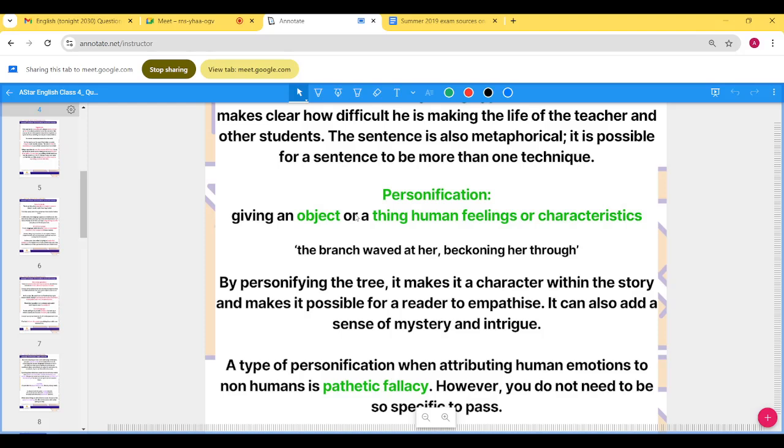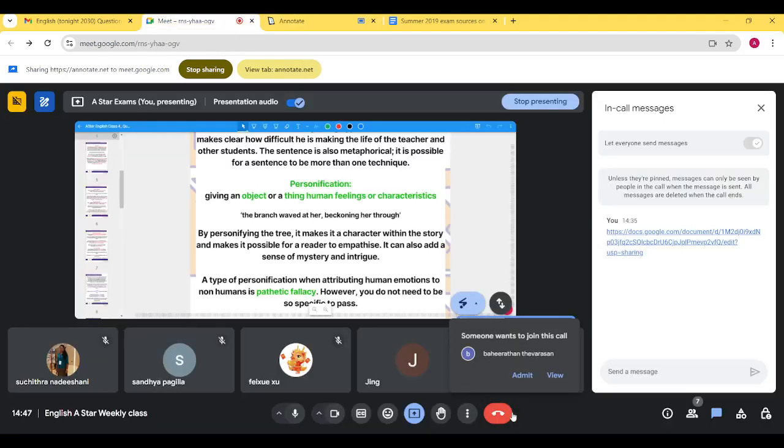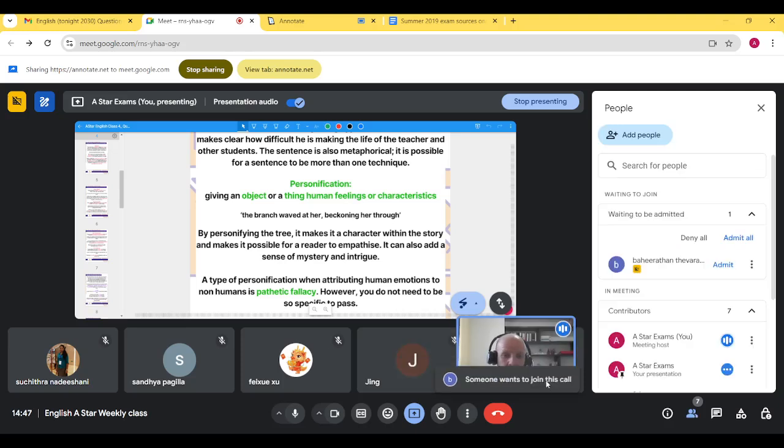In non-fiction writing, in that way, it makes it possible for a reader maybe to empathize or to understand more. It can add a sense of mystery and intrigue, bring non-living characters to life.